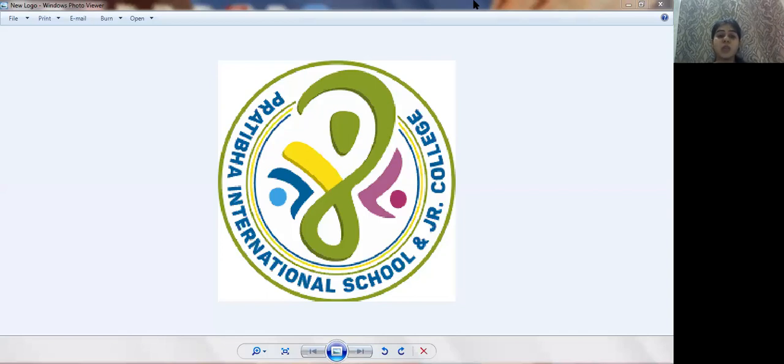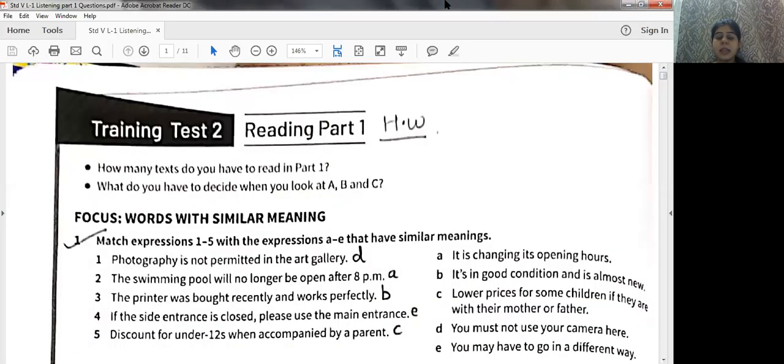I request you all, students, I'll give you 10 seconds to get ready with your textbook, a pencil and eraser in your hand. So be ready, students. Yes, I hope that we all are ready with our textbooks right now.